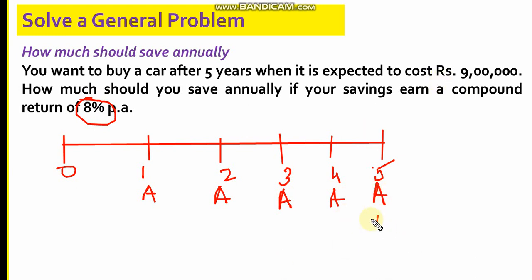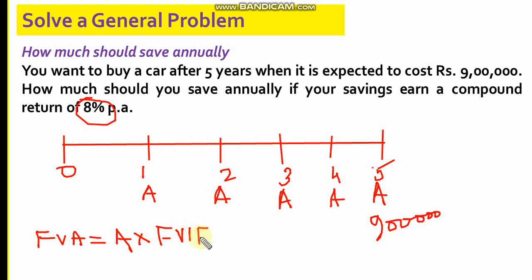So here the future value is 9 lakhs, which is given. So this is a future value of an annuity problem, because I just want to know how much I should save annually. So if I write the problem, it must be like this: future value of an annuity is equal to annuity into FVIFA for 8% and 5 years.